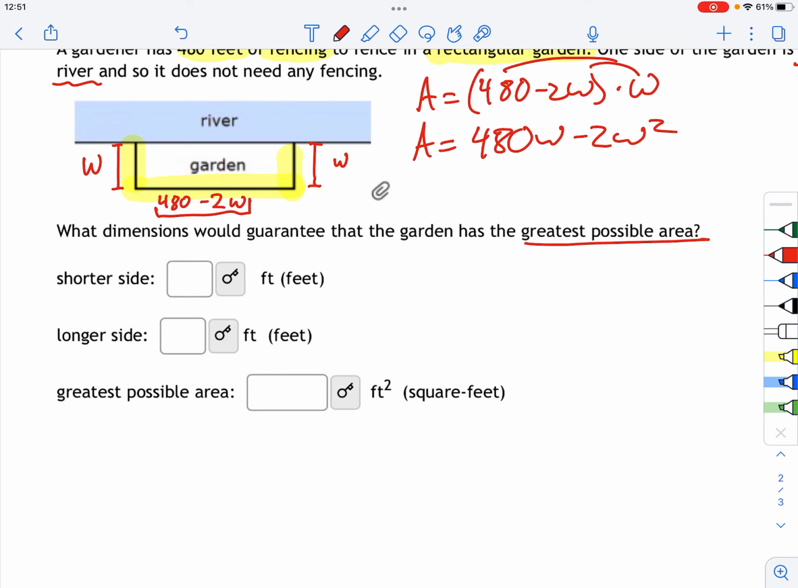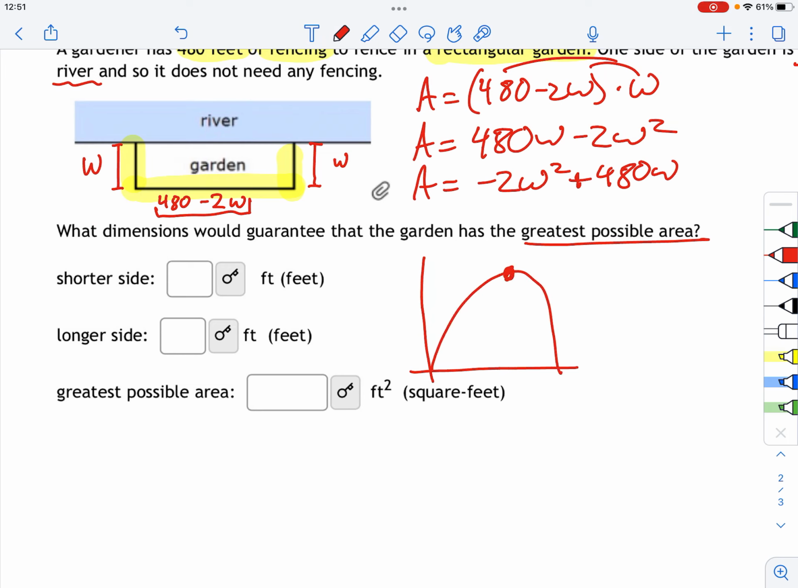And if you want, you can put that into standard form. Just take the negative with the 2 there. And we see that it's a quadratic function. If you were to graph this quadratic function, you would get a parabola, and that parabola will have a maximum height. The maximum height happens at the vertex. So how do we find that vertex? We find it using the formula x equals negative b over 2a. That's where our axis of symmetry is, and the axis of symmetry goes through the vertex.